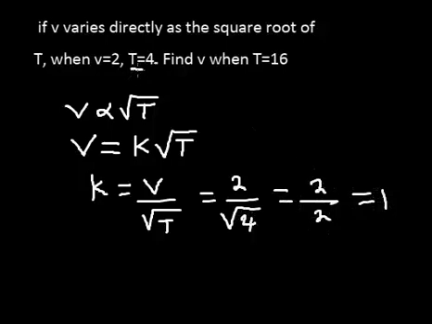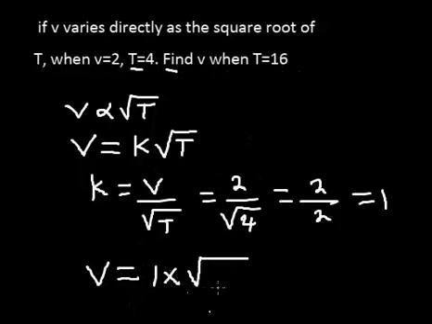So what am I looking for? The question now: find v when t is equal to 16. So v is going to be equal to k, which of course is 1, multiplied by the square root of t, and that's 16 given there. So that's 1 times the square root of 16, which is 4. So v becomes equal to 4. So take note of that. Let's pick another question.